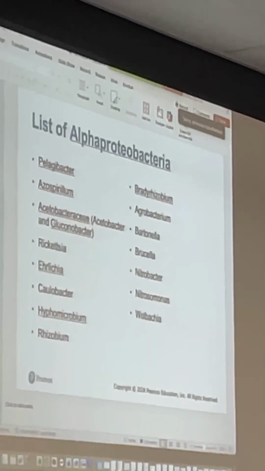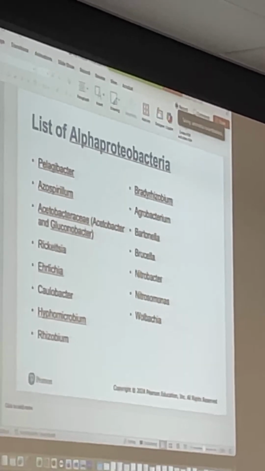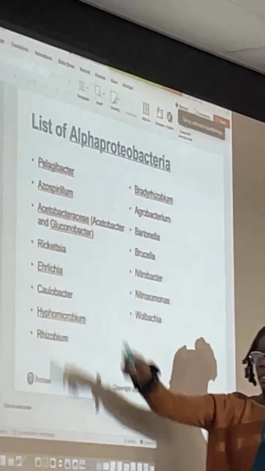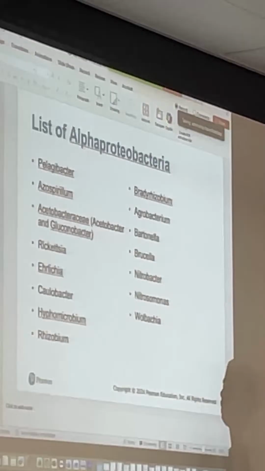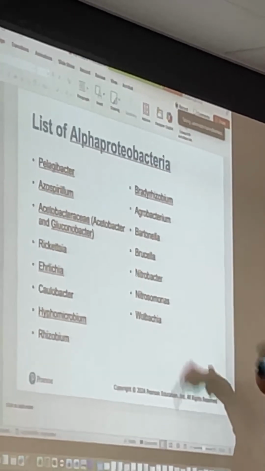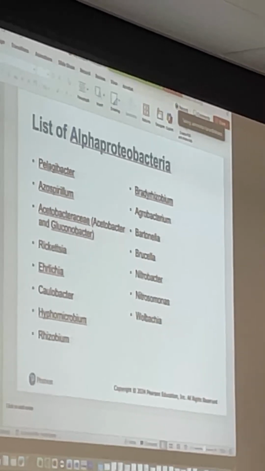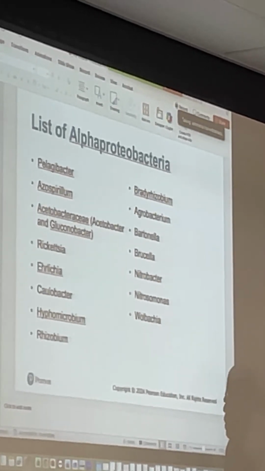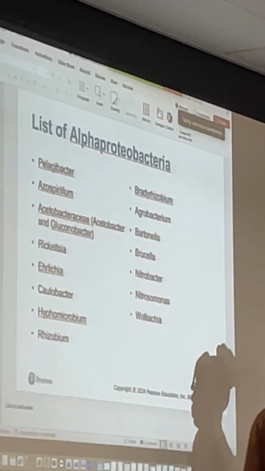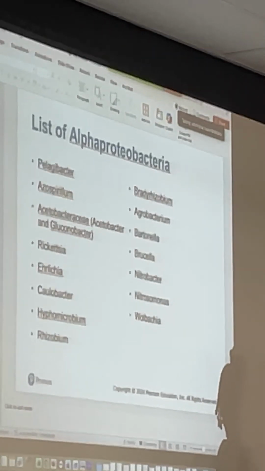Okay, so when looking at these guys, I would like you to know, of course, the ones that cause human disease. So Rickettsia, Ehrlichia, those definitely, because they cause human disease. Your Bartonella, Brucella, most definitely. And throw your Wolbachia in there, affecting insect guts. The other ones are going to be referred to as our plant pathogens.